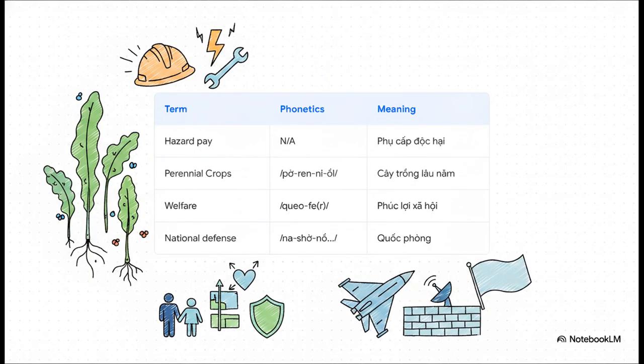Let's wrap up our vocabulary list with a few specific terms from different sectors. For risky jobs, there is hazard and danger pay. That's extra money given to workers performing dangerous tasks.